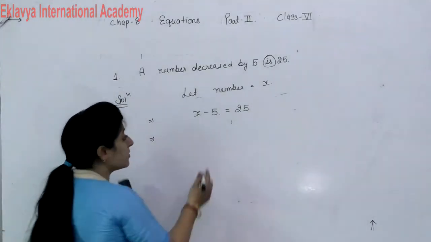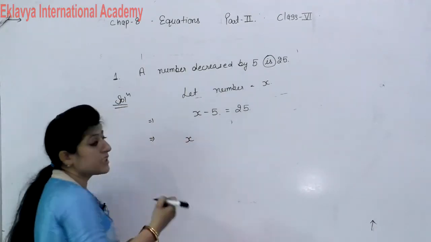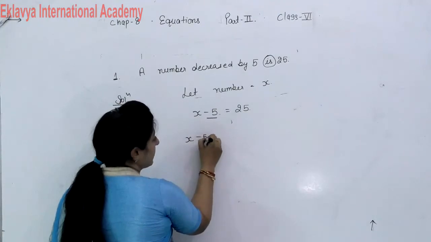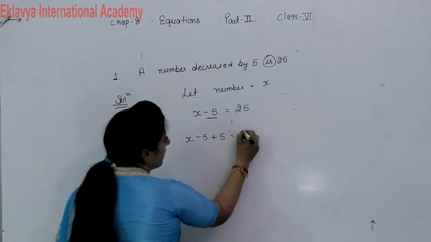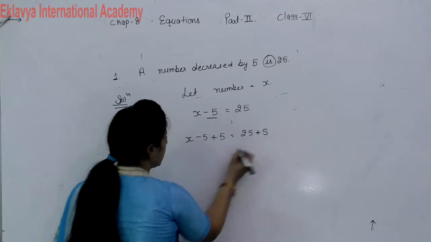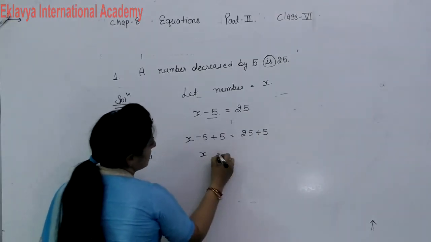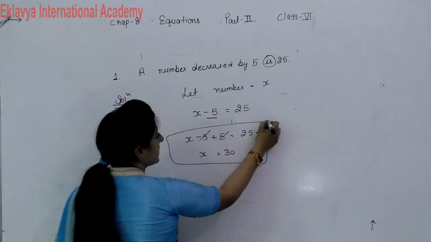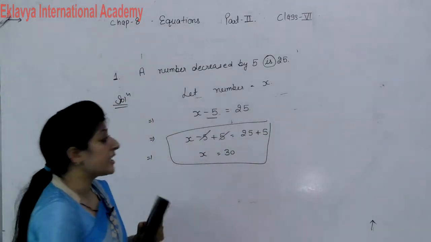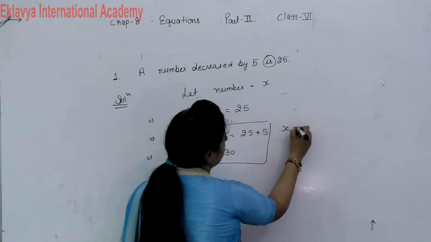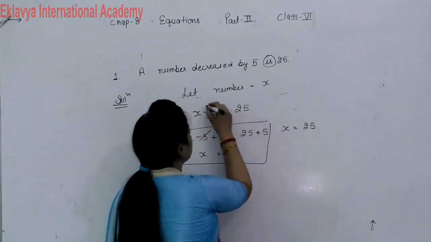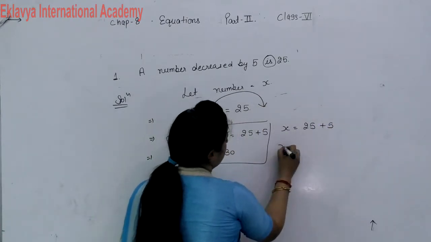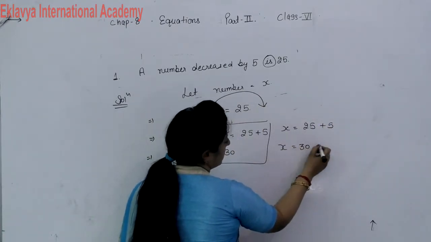Both methods we will use. If we use the mental, direct method, then for this minus 5 we have to add plus 5 on both sides. Then x is equal to 28. This is the direct method. If we want to use the transposition method, then x is equal to 23, and this minus 5, when you change the side, becomes plus 5. Then x is equal to 28.